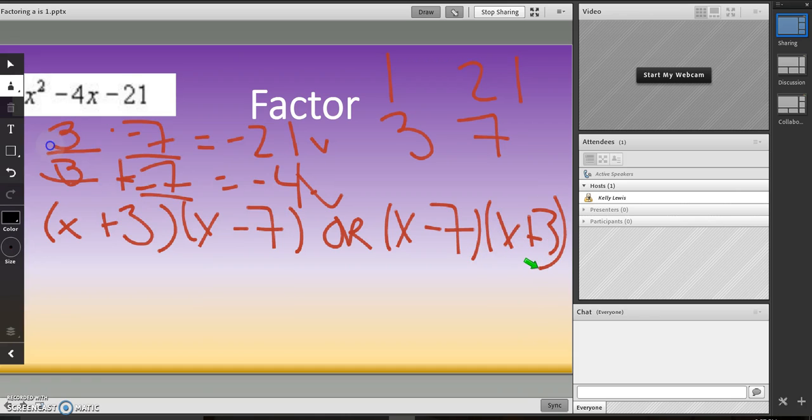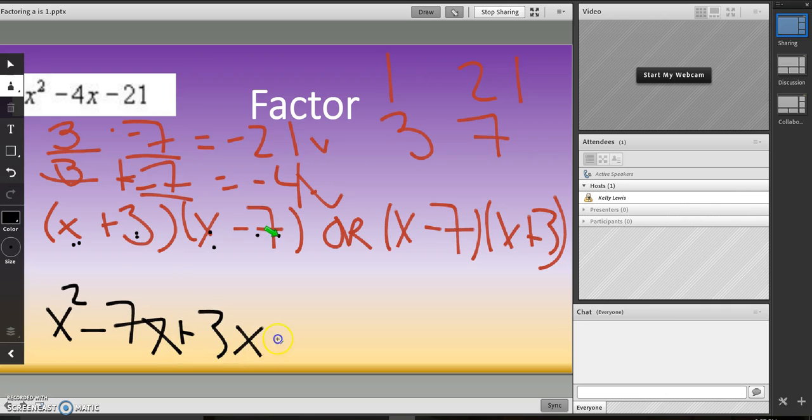Then we can check it by FOILing. x times x is x squared, x times negative 7 is negative 7x, 3 times x is 3x, 3 times negative 7 is negative 21, and then we combine these terms and you come up with the beginning. Yeah, I mean, this is for real.